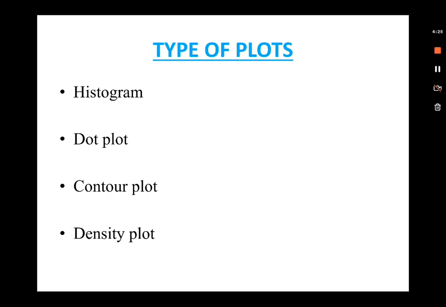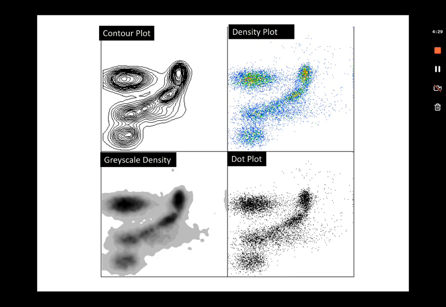The types of plot that can be formed are histogram, dot plot, contour plot, and density plots. The first one is the contour plot, then we have the grayscale density, and then we have the density plot and the dot plot.